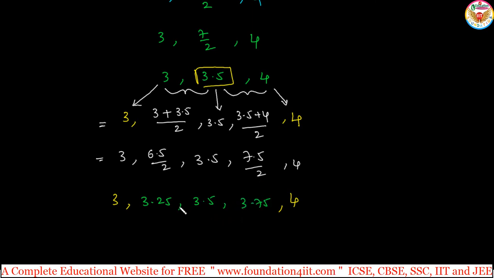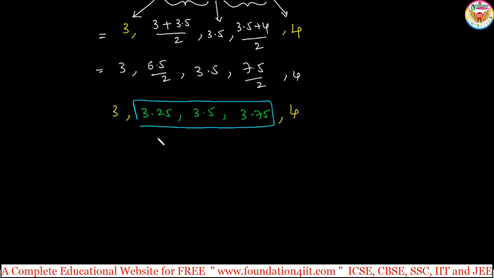So these three rational numbers are in between 3 and 4. The method is just (a plus b) by 2: whichever two numbers we need a value between, add those two and divide by 2. Right, this is one of the methods.